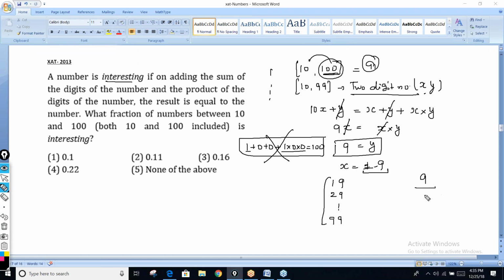91. What fraction of the numbers are satisfying this condition? It's 9 by 91. 9 by 91, it's not 0.10. It is less than 0.10, and all the options are more than 0.10. So answer is none of these. It is less than 1 by 10, and no option is less than 1 by 10. So answer is none of these, straight away. Easy question. Come to the next one.